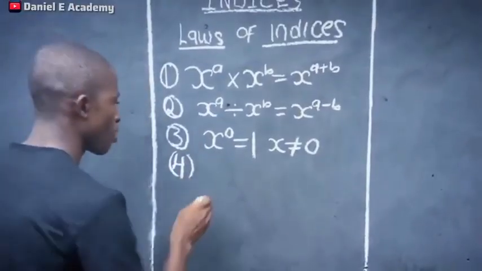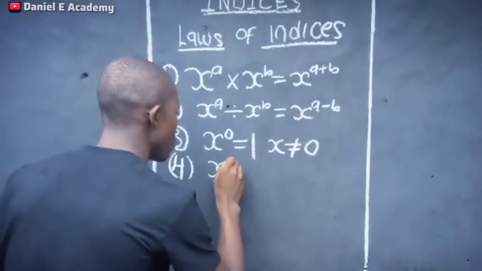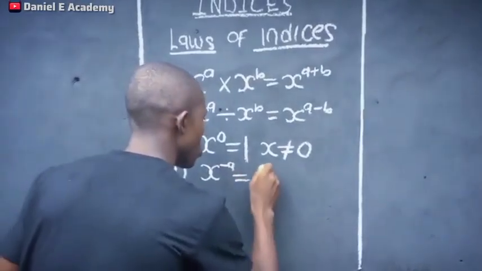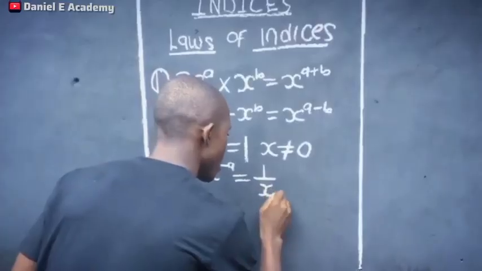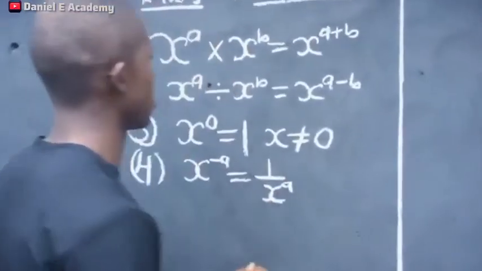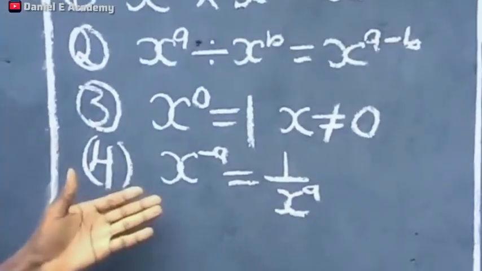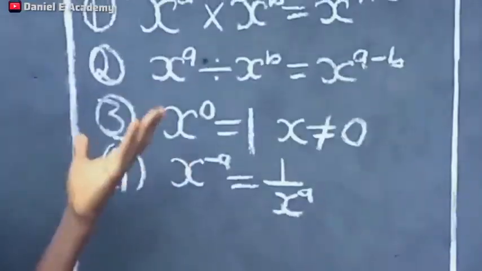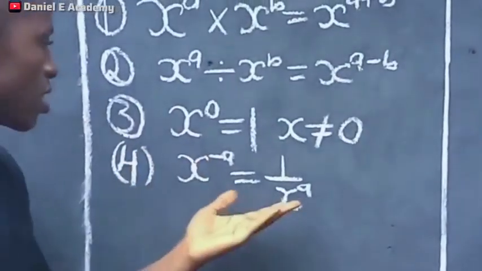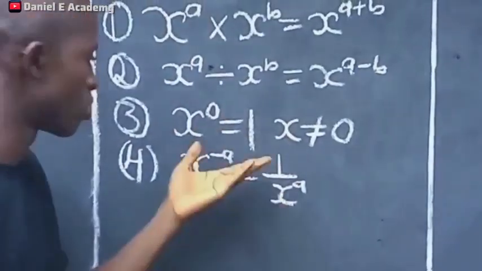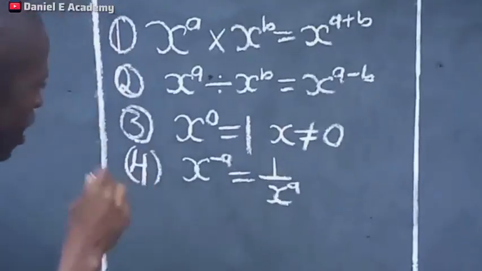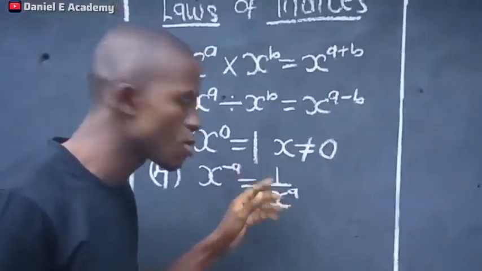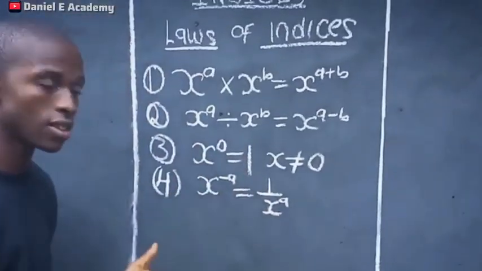Then law 4, x to the power of negative a gives us 1 over x to the power of a. This law says that when x has a negative power, it brings it to a division form. So x to the negative a gives us 1 over x to the power of a, without the negative sign.